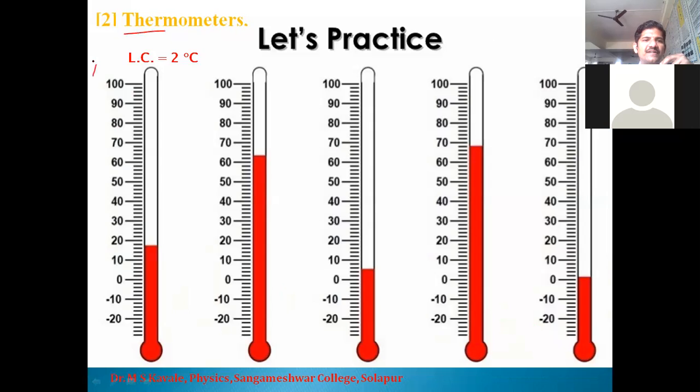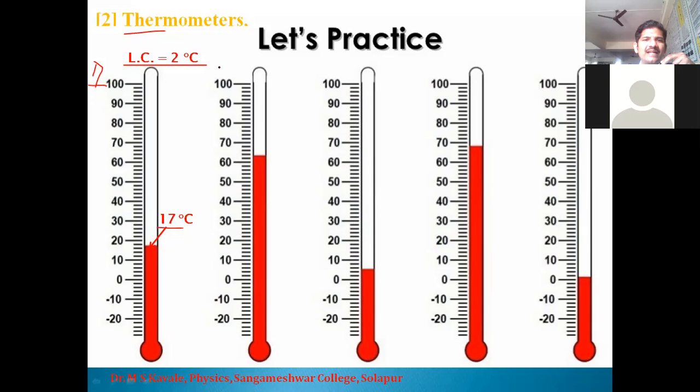So in the first diagram, the mercury level is somewhere here. If you observe, the least count of this thermometer is 2 degrees Celsius. Then if it is 10, the next subdivision is 12, then 14, 16, 18, and after that 20. So this mercury has risen up to just below 18 degrees Celsius and just above the 16 degrees Celsius. Therefore, it is 17 degrees Celsius. The temperature measured by this thermometer is 17 degrees Celsius.